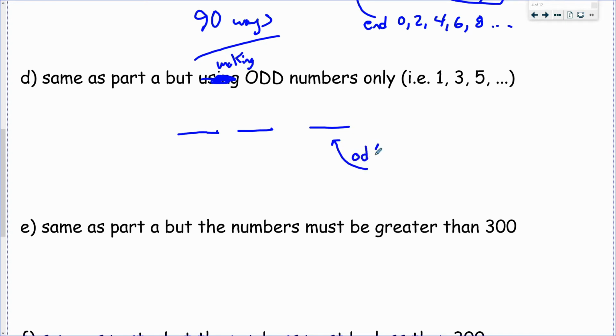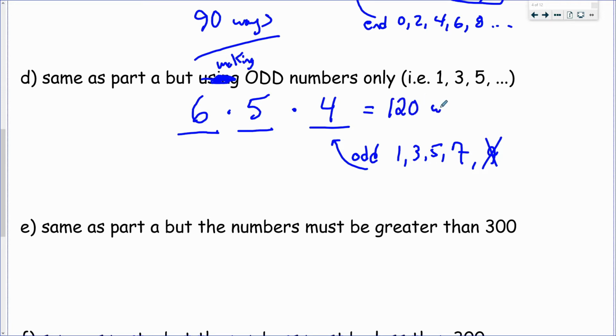What makes a number odd? Well, it would have to end in a 1, a 3, a 5, or a 7. Or a 9, but we don't have 9 available, so we have 1, 3, 5, 7. So there are basically 4 options here that I can use, and I have 7 numbers in total, and I can't repeat. So that means I have 6 left for this digit, and I have 5 left for this digit. When you multiply this together, you get 120 ways. Neato.